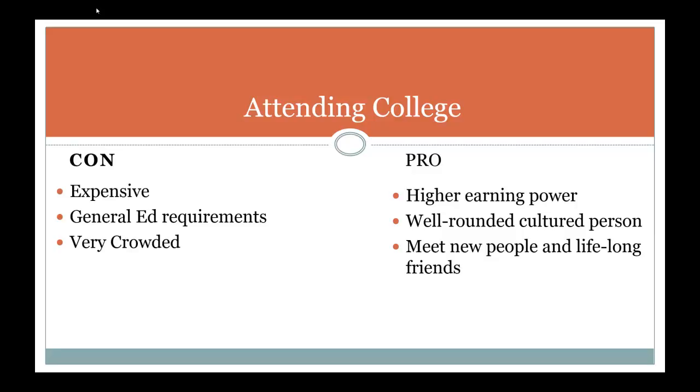So on the left, I have a con column, and on the right, I have a pro column. On the left, I can easily see that a con could be that college can be expensive. College, of course, is getting more and more expensive every year, whereas a pro could be that I do have higher earning power. Another con can be that I still have to take all my general ed requirements. A pro can be that when I leave, I will be a well-rounded cultural person. A con could be that colleges are getting more and more crowded every year. A pro would be meet new people and have lifelong friends.